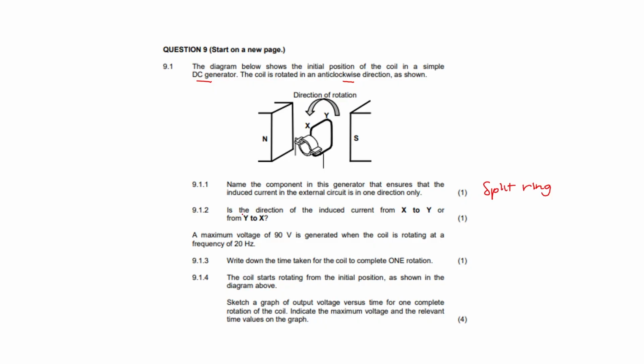9.1.2. Is the direction of the induced current x to y or y to x? It is y to x. You can clearly see it there. It's rotating in an anti-clockwise direction. So from y to x.